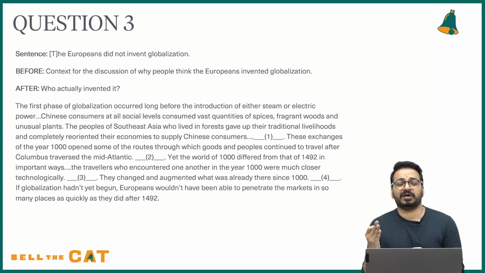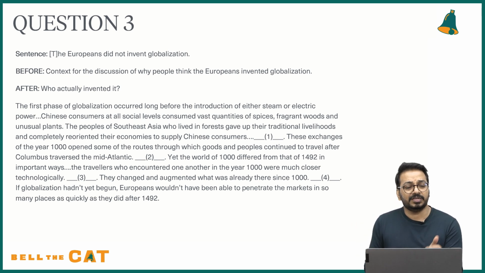After what needs to come after, right? So as to why the Europeans did not do it. And after that, always insert the sentence and see, is the next sentence making sense or is it clashing? And in 3, if you put it, the Europeans did not invent globalization, there is no clash. They changed and augmented what was already there, so that "they" has a clear referent.